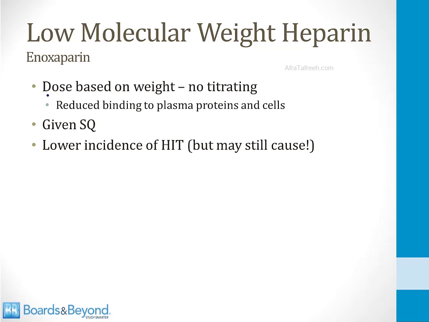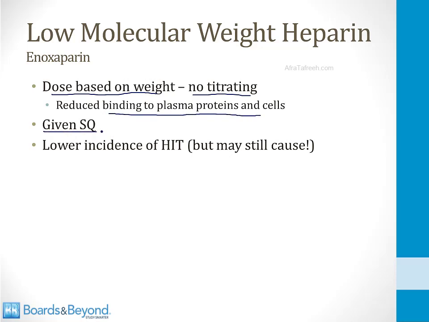So you might be thinking, what's the advantage of using low molecular weight heparin over unfractionated heparin? And the advantage is that the dose is based on weight. There's no titrating to the PTT. Low molecular weight heparin has a very predictable effect, and that's because there's reduced binding to plasma proteins in cells.